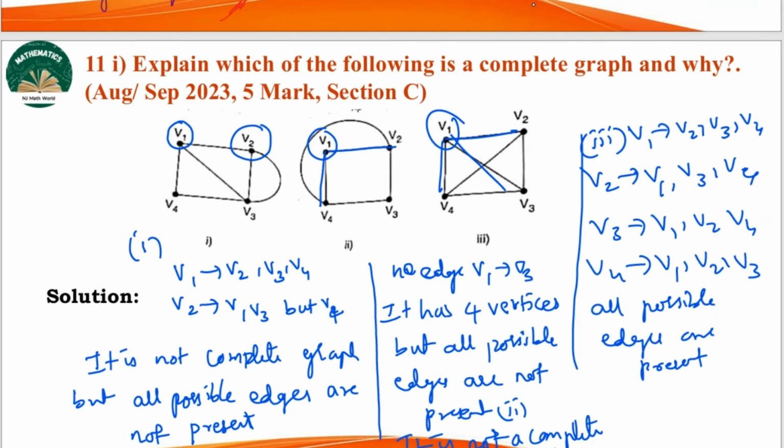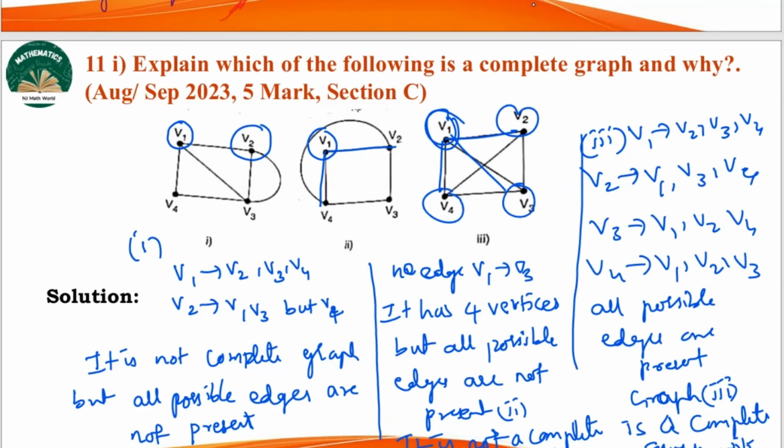Therefore, graph 3 is a complete graph with four vertices. Now here one more thing you can see: if you have four vertices, the degree of each vertex should be 3. So here the degree of V2 is 3, the degree of V3 is 3, the degree of V4 will be 3.